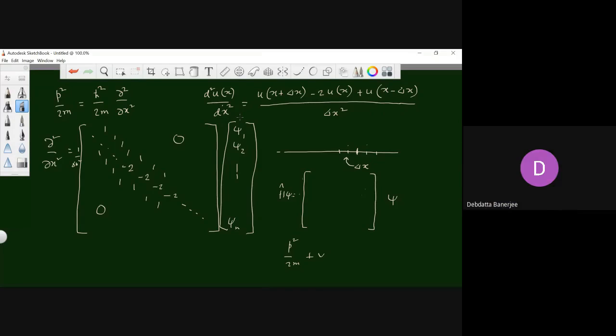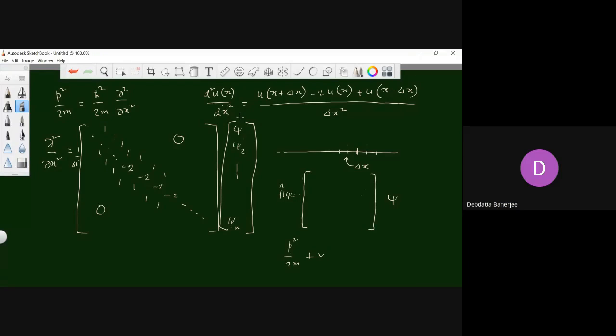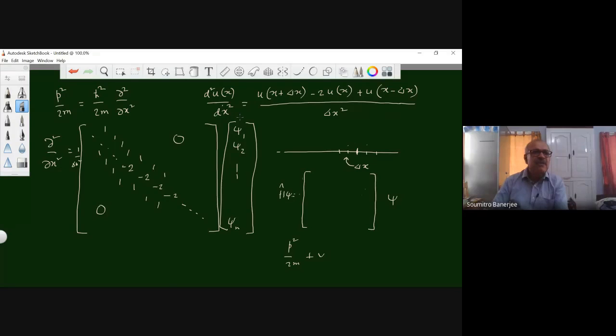Sir, please could you repeat the last line? This is something that you will have to do in the next assignment. Sir, could you please repeat the last part, the eigenfunction part? Yeah, sure. Okay, let me erase this and let me write this again then.